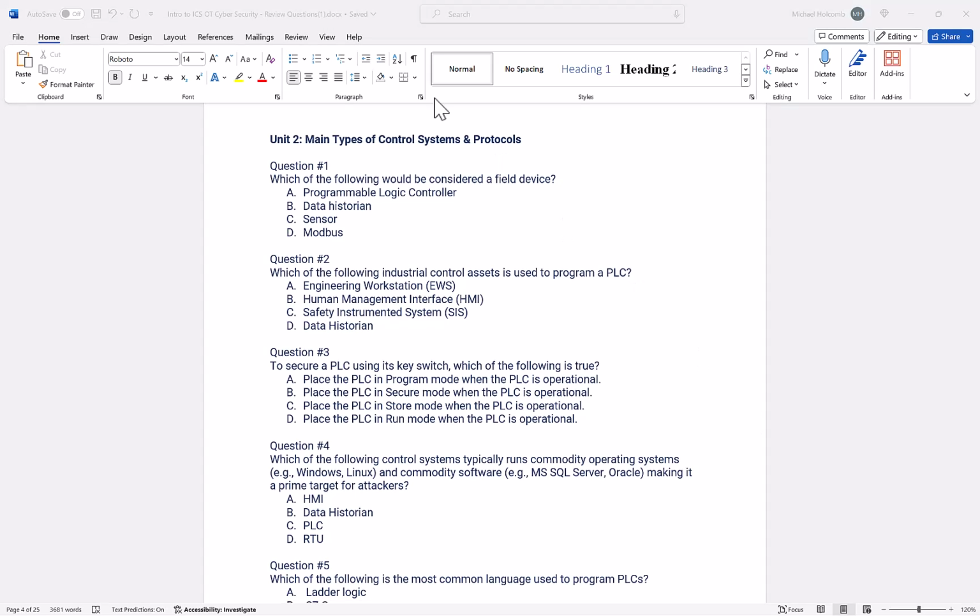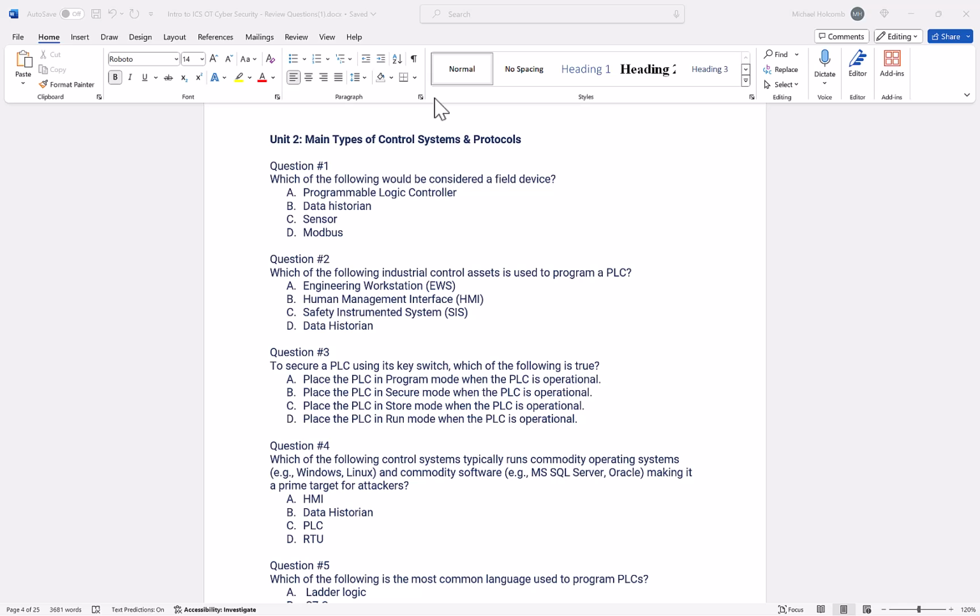So let's look at question 1. Which of the following would be considered a field device? With the field device, go back in your mind to the Purdue model. At the very lowest part of the Purdue model, that's where we had the field devices.